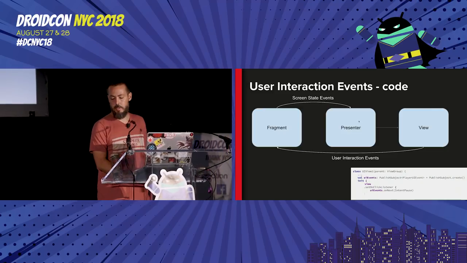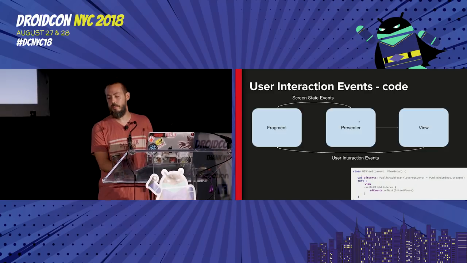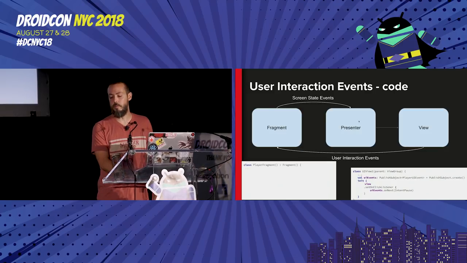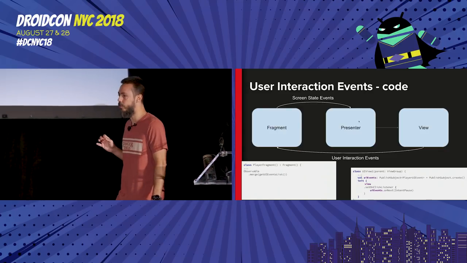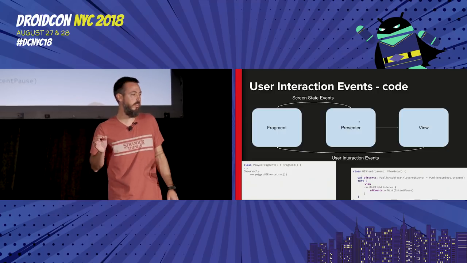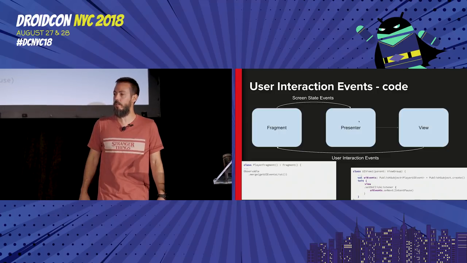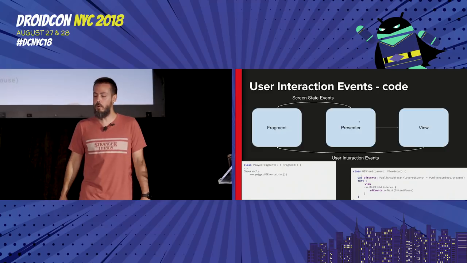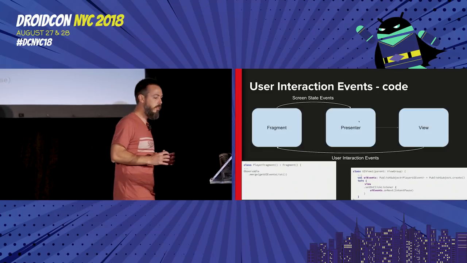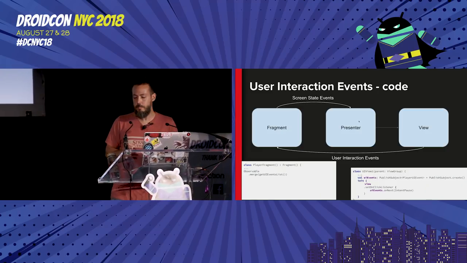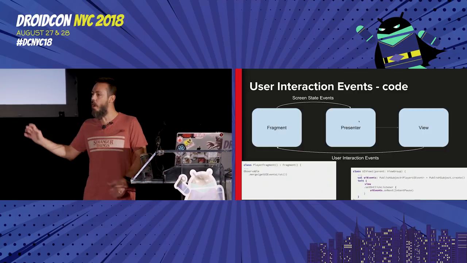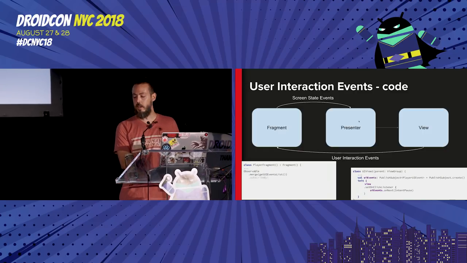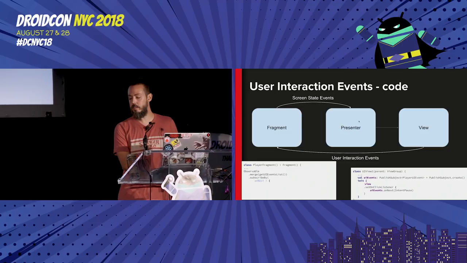And then the fragment is the one that's going to observe and subscribe to these things. And here, remember that the fragment owns any presenters. It could be 20 presenters, depending on how many components you have. So what we do is we create an observable in the fragment that merges all the UI event observables from all the views. And then we subscribe to it.